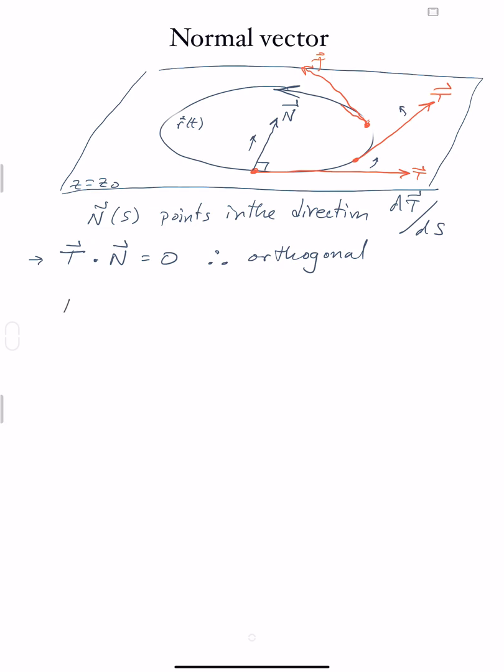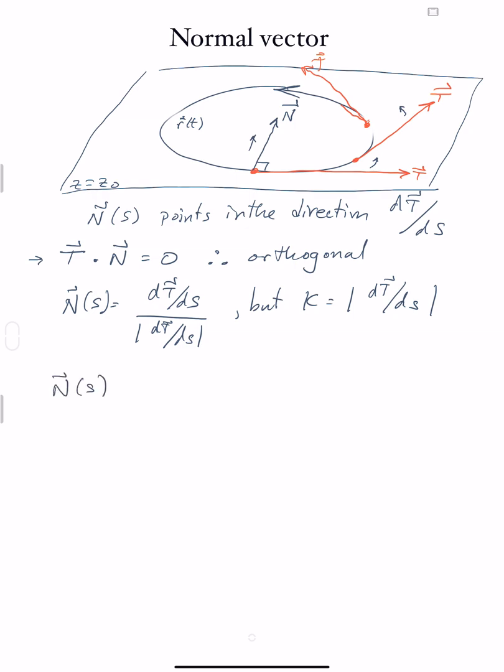If we define that unit normal vector as the change of the tangent vector with respect to arc length over its magnitude, the typical way of making a unit vector, and we know that the curvature is the magnitude of that change with respect to arc length, then we get a definition: the unit normal vector is 1 over kappa times the change in the tangent vector. Okay, that's very useful.